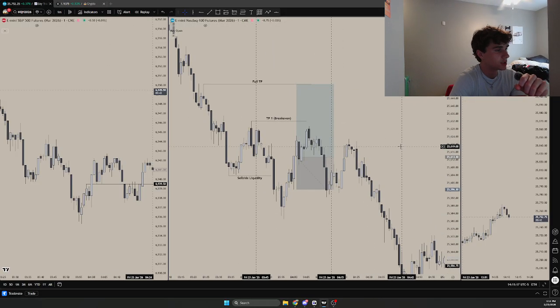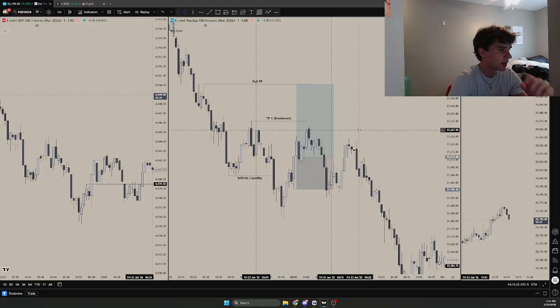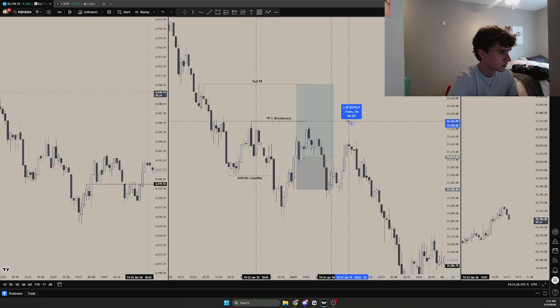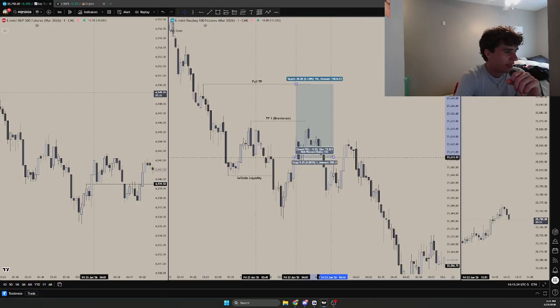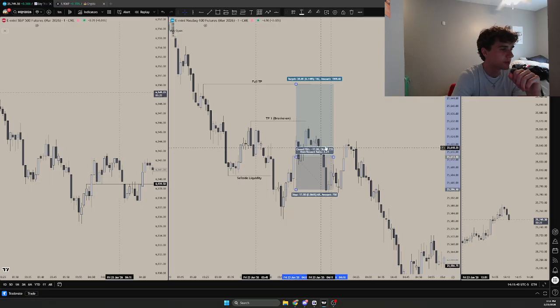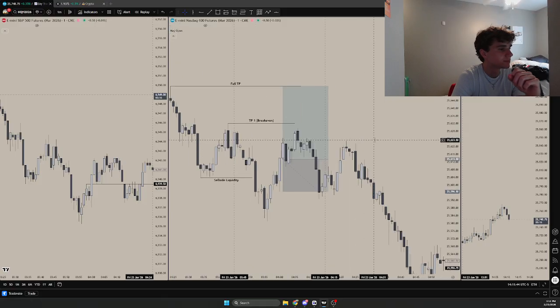This was really unfortunate, I can't lie. Come in, edge TP1 by 2.25 points, and then I got taken out at this swing low right here for like a $100 loss. It was like a 0.4 R loss because my entry was up here. I had a bad entry, but that doesn't really matter.